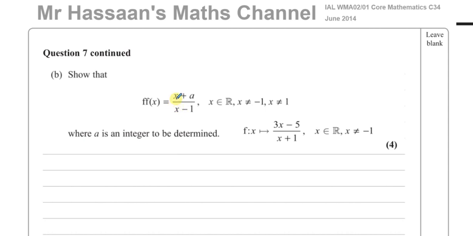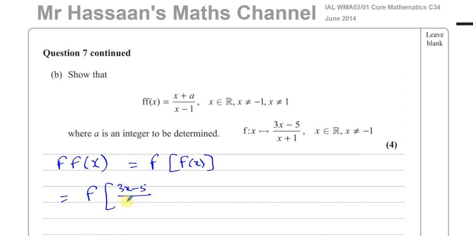Okay, so now, how do you find f of x? Well, how do you find a composite function? What we do is we take the second function and substitute it into the first. So I'm going to do this. I'm going to take the second function and substitute it into the first function. So I'll take what f of x is equal to, which is 3x minus 5 over x plus 1. And I'm going to substitute that into the original function.